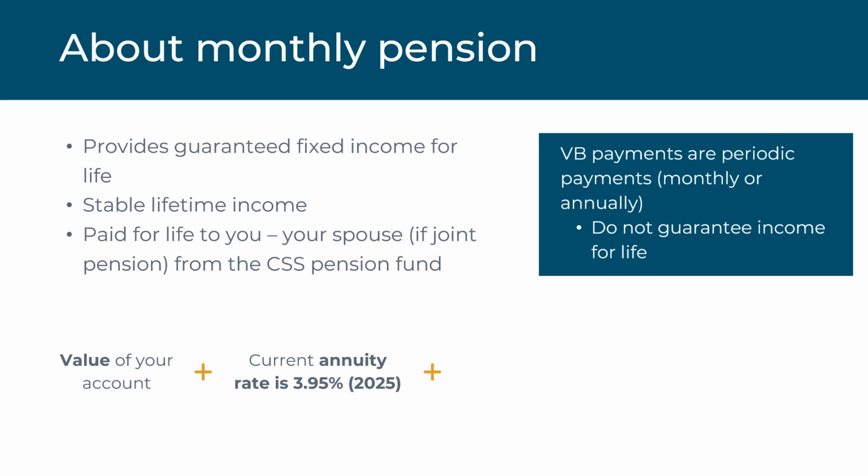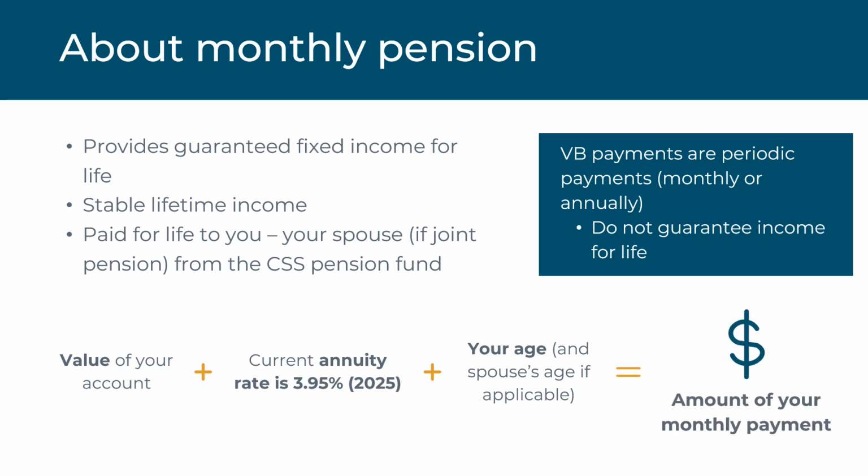It is paid for life to you and to your spouse if a joint and last survivor pension option has been chosen. The amount of your payment is going to be based on the value of your account available to purchase the annuity, the current annuity rate at the time of purchase, which as of today is 3.95%, 2025, and you and your spouse's age at the time of purchase.